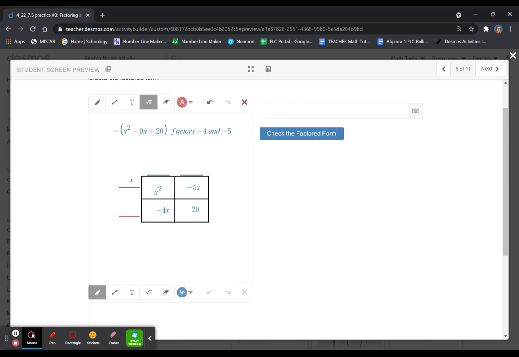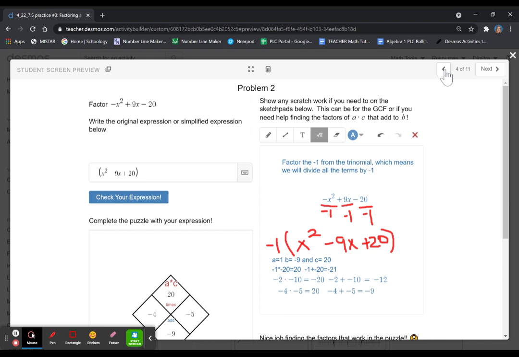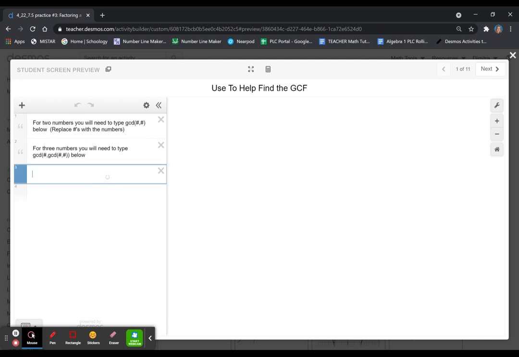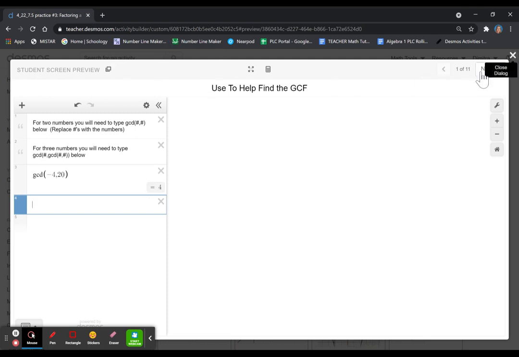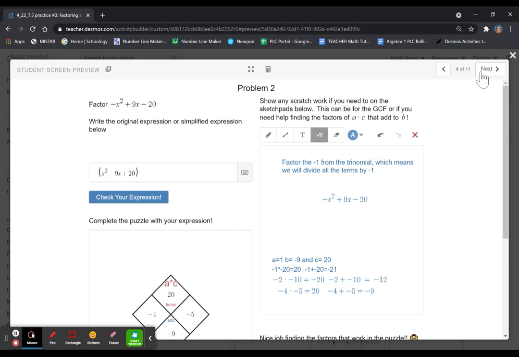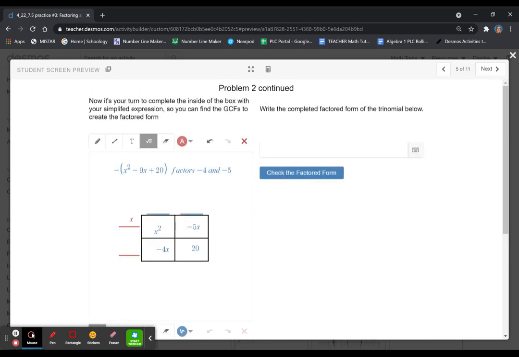4, right? So if you need to find the factors of negative 4 and 20, you can do it the long way like I did, or you can go back to slide 1, and you can put in GCD negative 4 comma 20, and you get 4. Okay, so you could do it that way. So our GCD is 4, but you can only put the numbers in there. Okay, so our GCD here is 4 and no x.